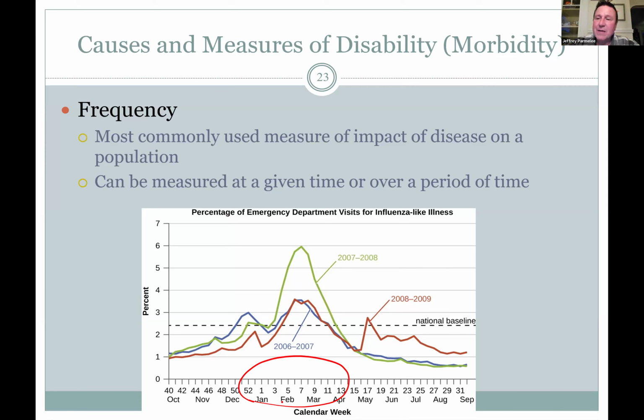But yeah, we look at the impact of a disease. What is the frequency of this disease in the population? So how many have it per 100,000 or per million?